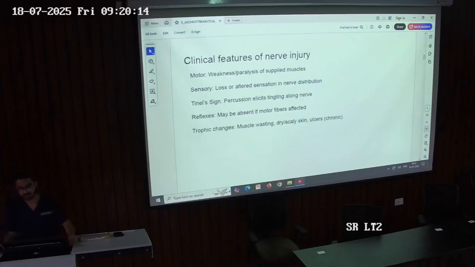Then the clinical features of nerve injury. Now this is a very basic thing. Whenever we get a nerve injury, what are the functions of nerves? Basically, there will be a motor function, there will be a sensory function, right? So those functions will be decreased or lost. If the motor area is involved, then there will be weakness, paralysis of the supplied muscles, sensory loss or altered sensation in nerve distribution, and reflexes will be lost or absent or decreased, and trophic changes like muscle wasting, the muscle strength will decrease, the muscle nutrition will decrease, right?